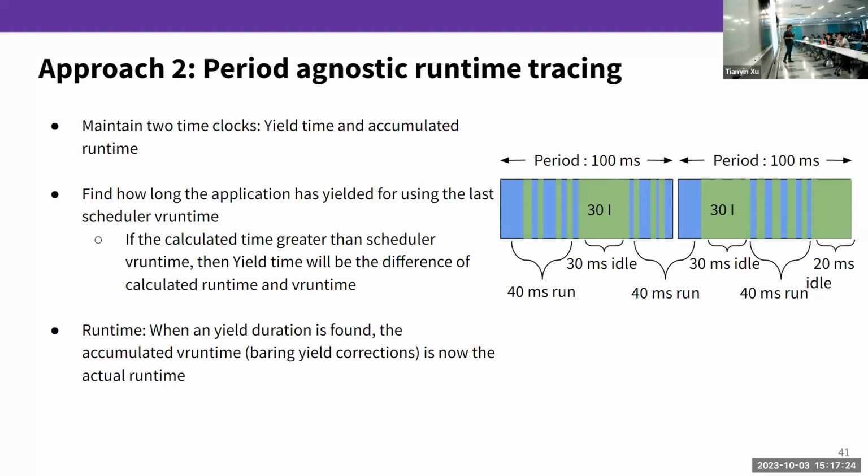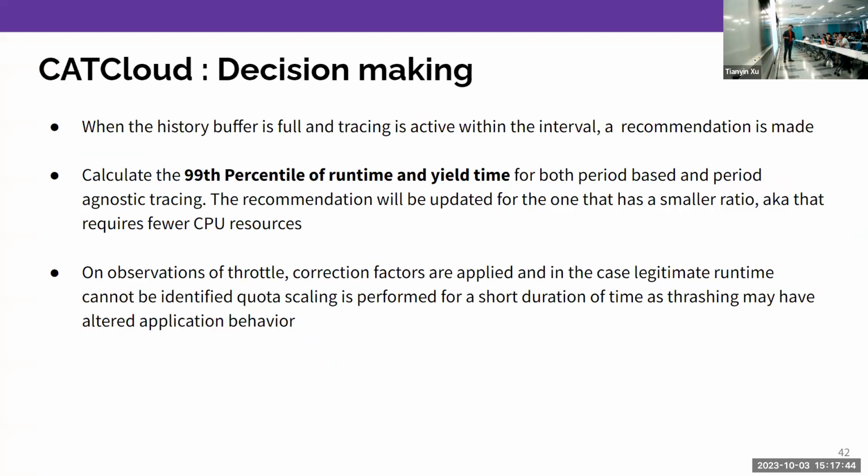I'm probably explaining it terribly here, but the idea is that if we can get beyond the shackles of whatever the scheduler gives us, which is 100 milliseconds, or even some other number, we can actually estimate the exact behavior of applications and make decisions based on that. For decision-making granularity, we pick the 99th percentile of the runtime and yield time, and we do that per run queue, and make a decision based on that.